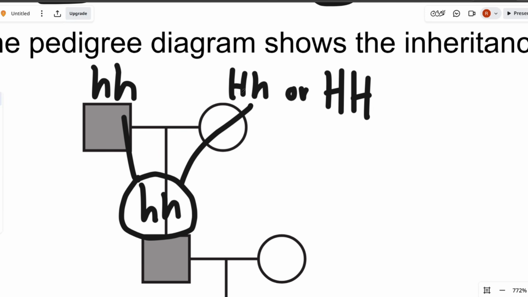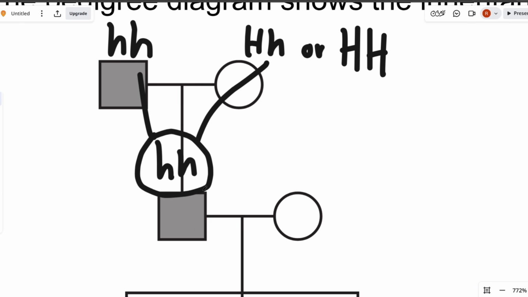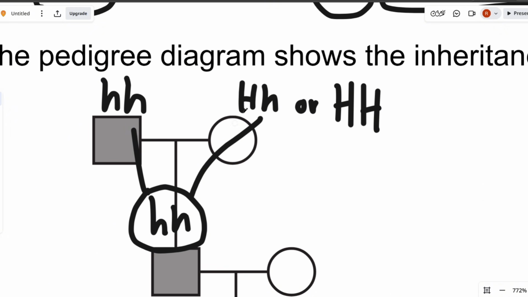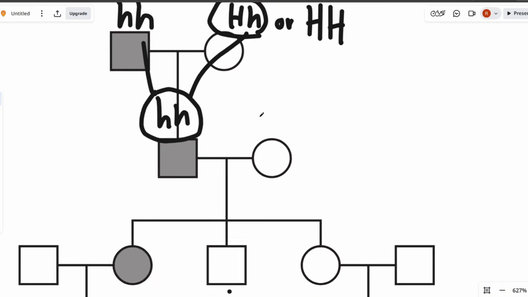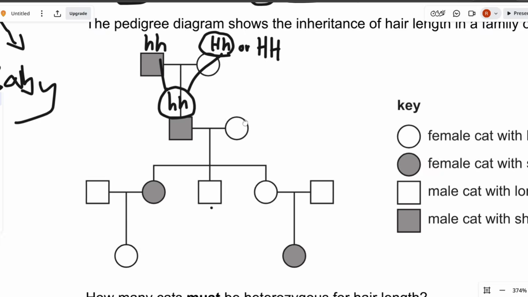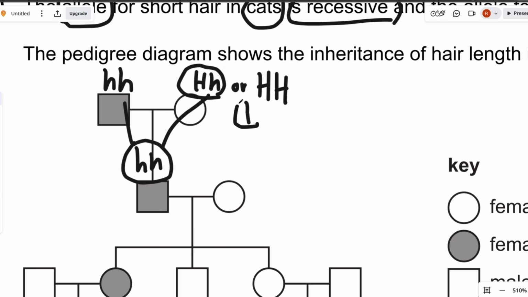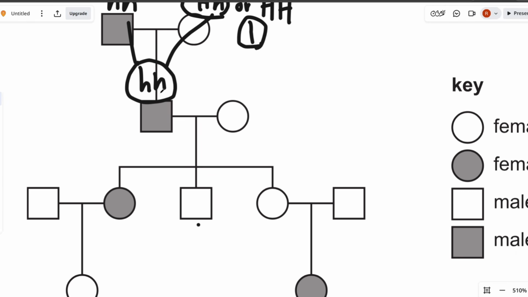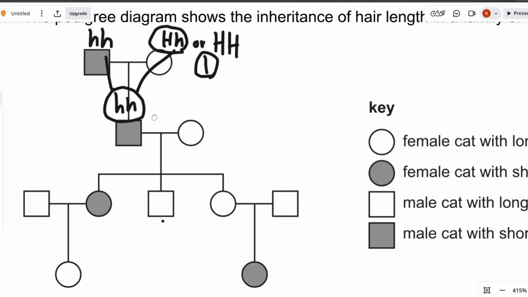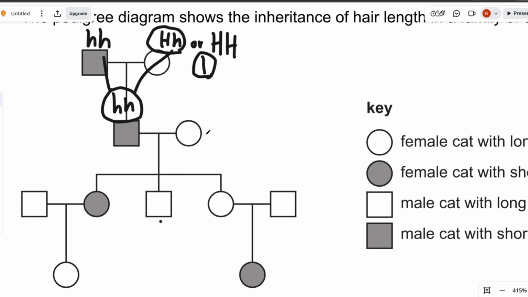The mother must be H capital, H small, because if she was H capital, H capital, then the son would have never had short hair. So the mother must be H capital, H small, and this is the first confirmed heterozygous member in the pedigree diagram. So this is number 1. This H small male cat with short hair got married to yet another member.